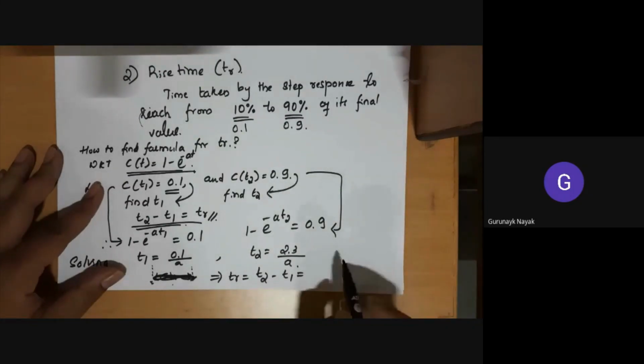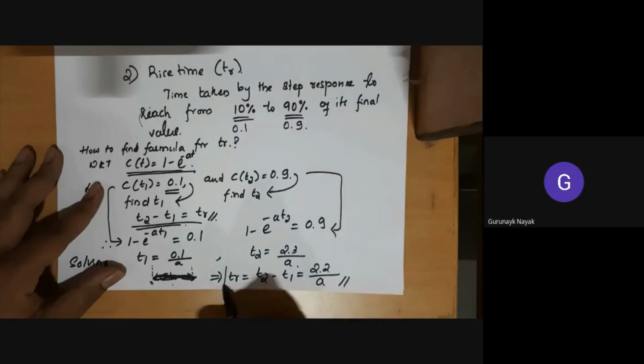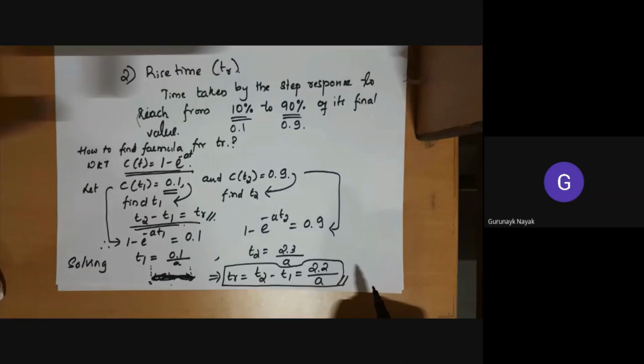Therefore, rise time is the difference of that. So what will be the answer? 2.2 by a. Fine. So I'll repeat again: the rise time is the time taken by the step response to reach 10% to 90% of its final value. So this is how you can get it. Next we'll move on to the third specification.